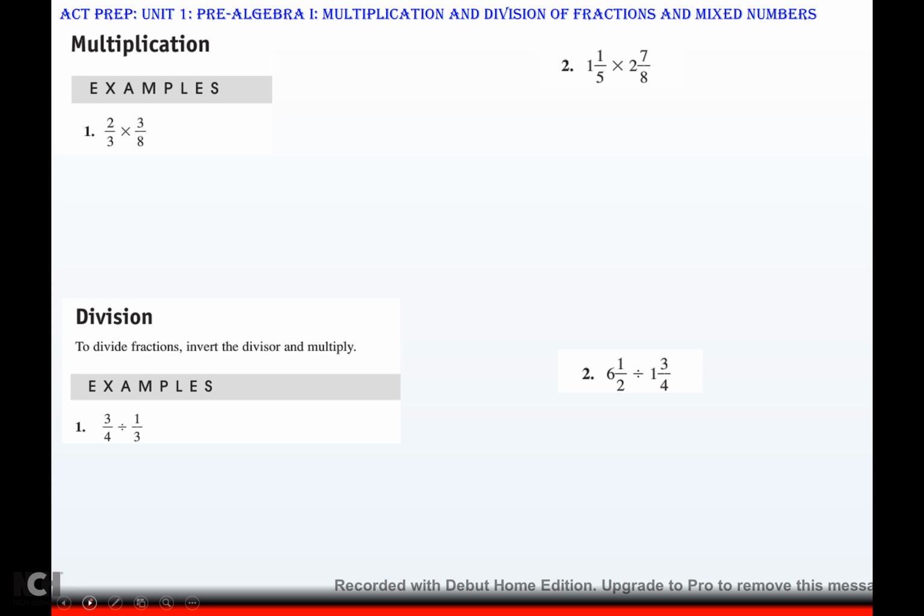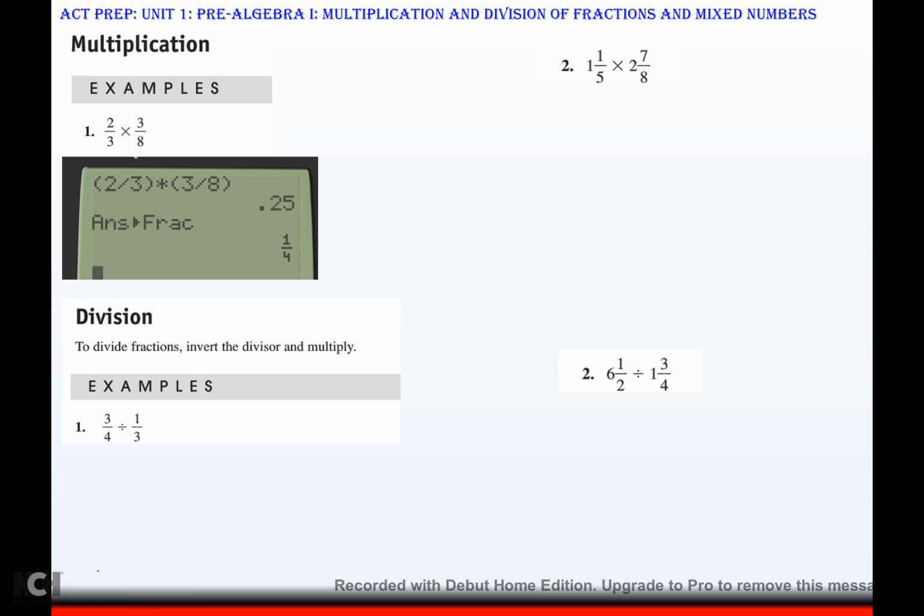Here we go. All right, you can use your calculator to do this. Again, I'm using a TI-84. So you type, and I just like to put my fractions in parentheses. I find that I make fewer mistakes that way. So I did 2 divided by 3 times 3 divided by 8, which is 0.25.